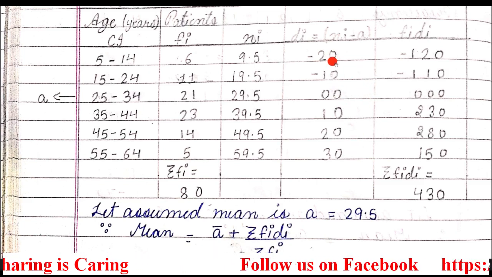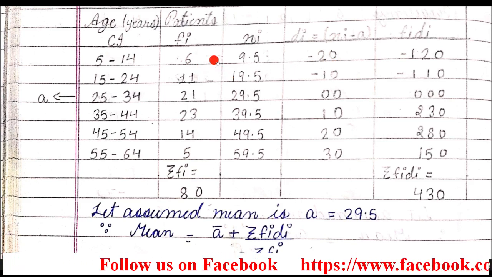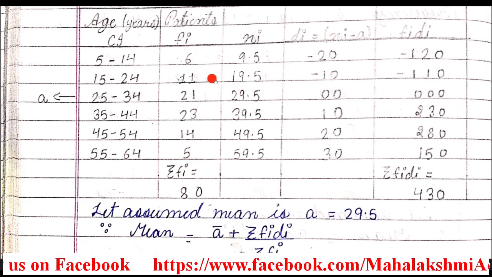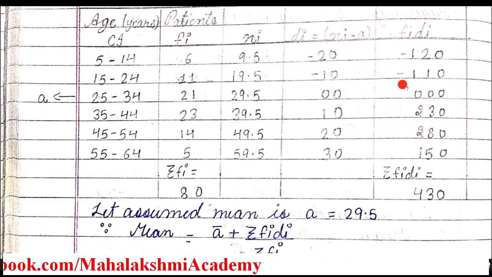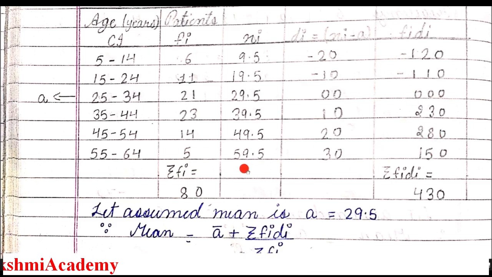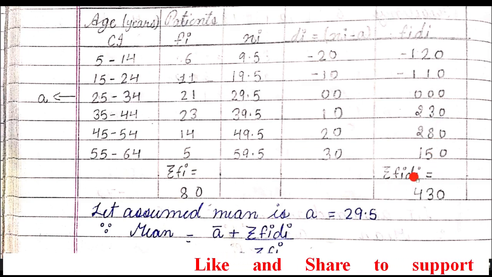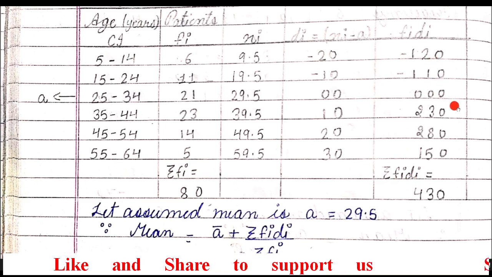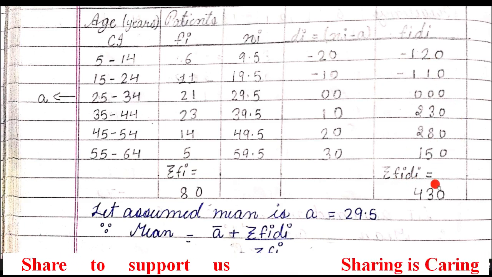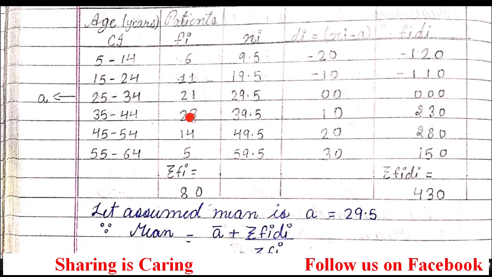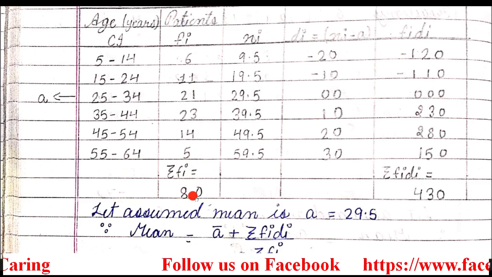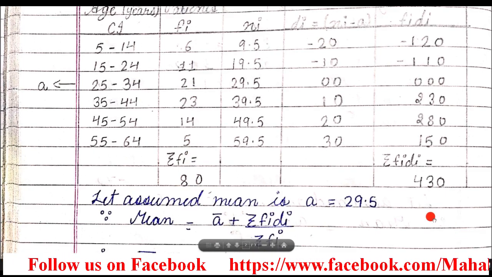After entering the data, multiply the Di and Fi columns, that is 6 into 20, 120, and then 11 into 10, 110. But because of the minus sign, it will appear here as negative, and the remaining are going to be like this. In the same way you have to multiply Fi Di and write the data here. Then to find sigma Fi Di, you have to do the total of this column. When we do the total, we get the answer 430, and when we do the total of sigma Fi, we get 80.